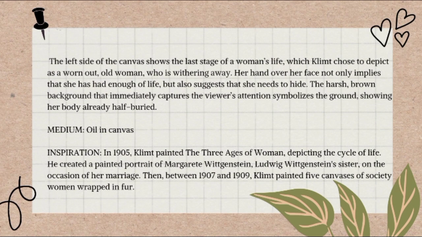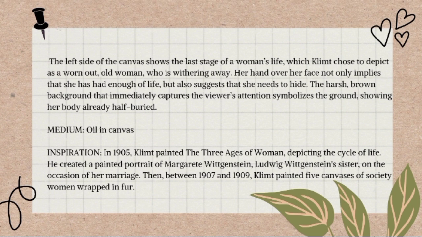The left side of the canvas shows the last stage of a woman's life, which Klimt chose to depict as a worn-out old woman who is withering away. Her hand over her face not only implies that she has had enough of life, but also suggests that she needs to hide. The harsh brown background that immediately captures the viewer's attention symbolizes the ground, showing her body already half buried. The medium used is oil on canvas.